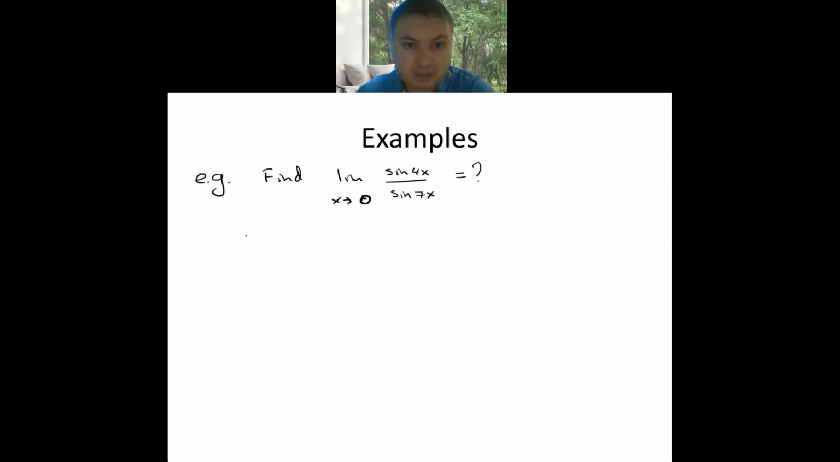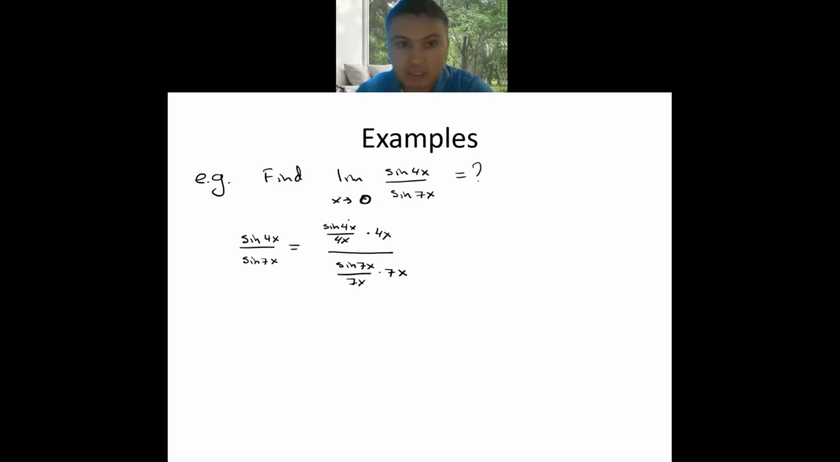So let me start with the original function. Then let me write what I said. I write sine 4x divided by 4x, and then I need to multiply by 4x to accommodate this. Similarly here, you write sine 7x divided by 7x, then multiply by 7x. Then nothing changed, right? You simplify 4x, 4x, 7x, 7x.